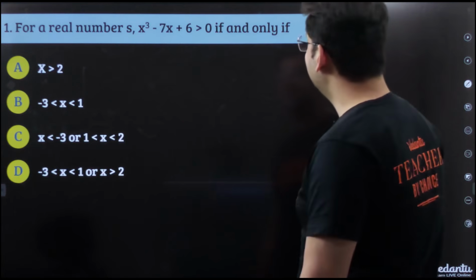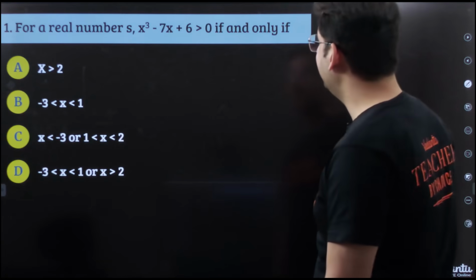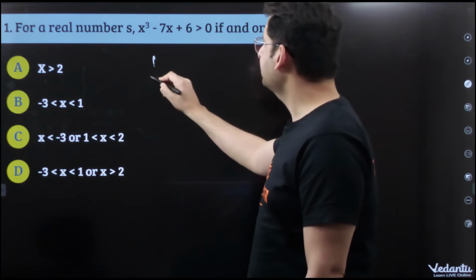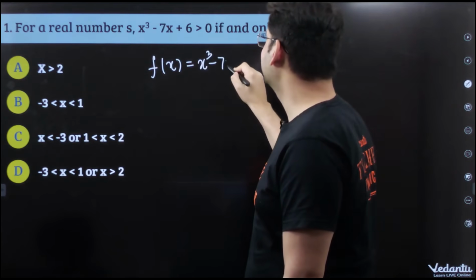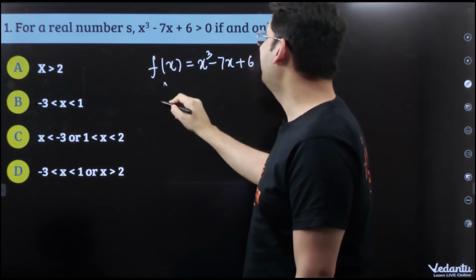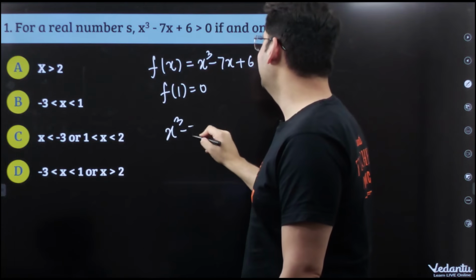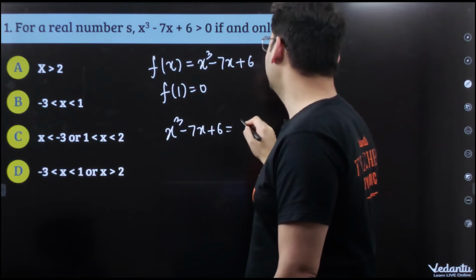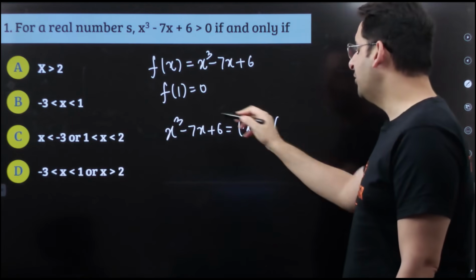x cube minus 7x plus 6 is positive if and only if... So this is a simple question on inequality. We can directly see, if f(x) is x cube minus 7x plus 6, clearly f(1) is 0, indicating x cube minus 7x plus 6 has a factor x minus 1. The other factor can be found by dividing this.